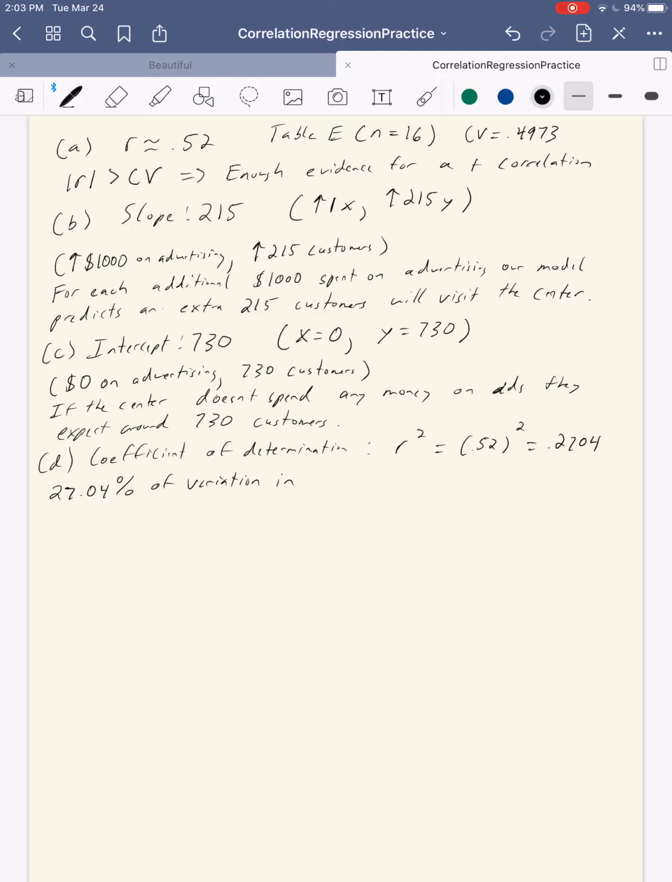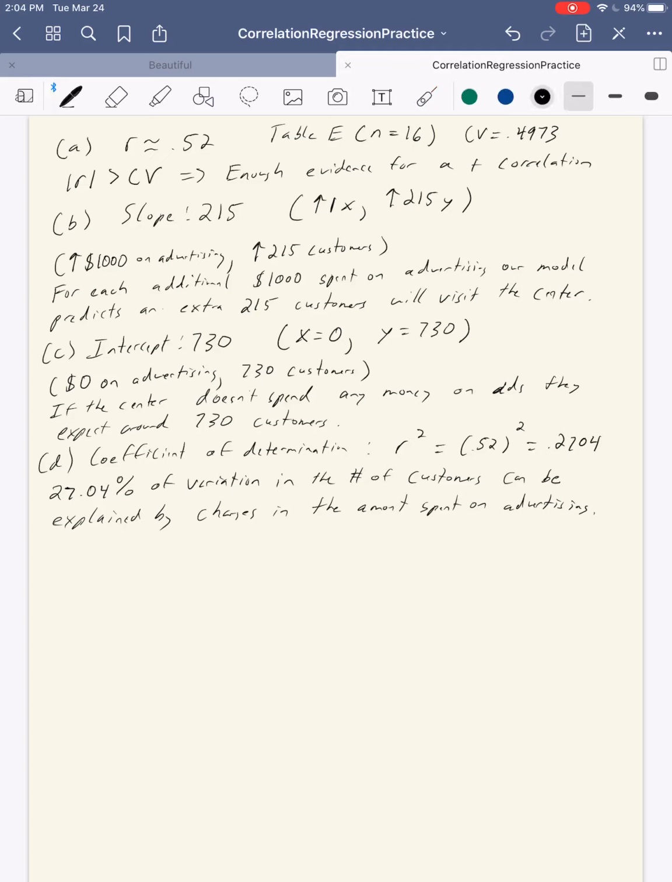What's the response? Well, in this case, it's the number of customers. The variation in the number of customers can be explained by changes in the explanatory variable, which in this case is the amount spent on advertising. So in other words, what this is telling us is that our model accounts for a little over a quarter of the variation. A quarter of the variation in how many people show up can simply be explained by saying, oh, we advertised more this week, we advertised less this week, etc. The other 3/4, or more specifically the other 72.96%, cannot be explained by the advertising. It must be due to other factors.